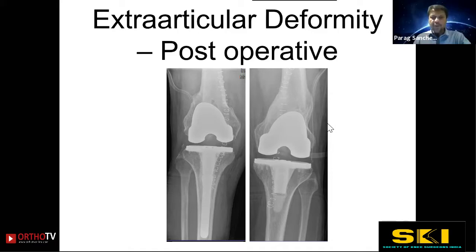No. Did you use navigation? I never use navigation. Yeah. So you put an intramedullary rod in the femur. So how did you get it right?